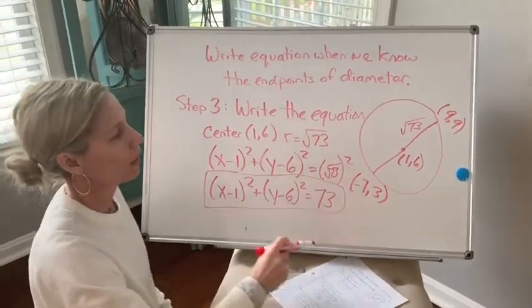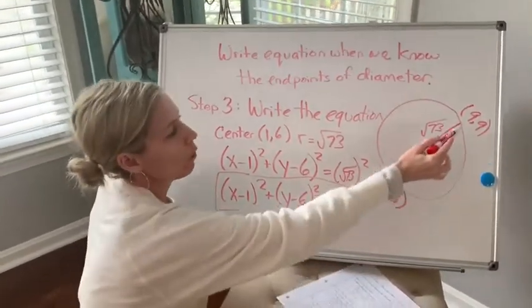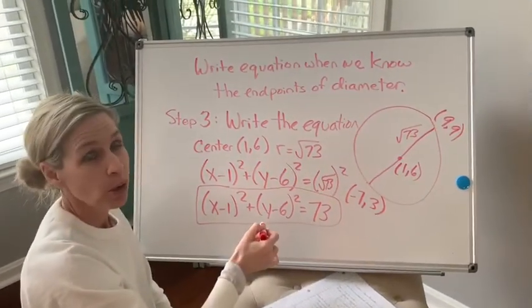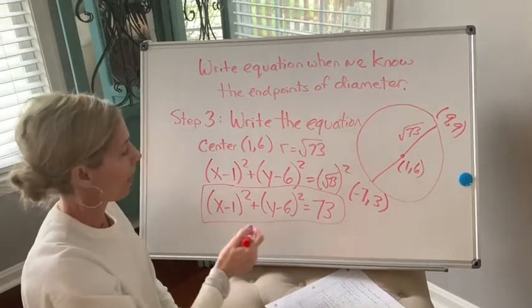Remember, what we've done is we started with the endpoints of the diameter and we wrote an equation for the circle. I broke it down into 3 steps for you, and that's it.